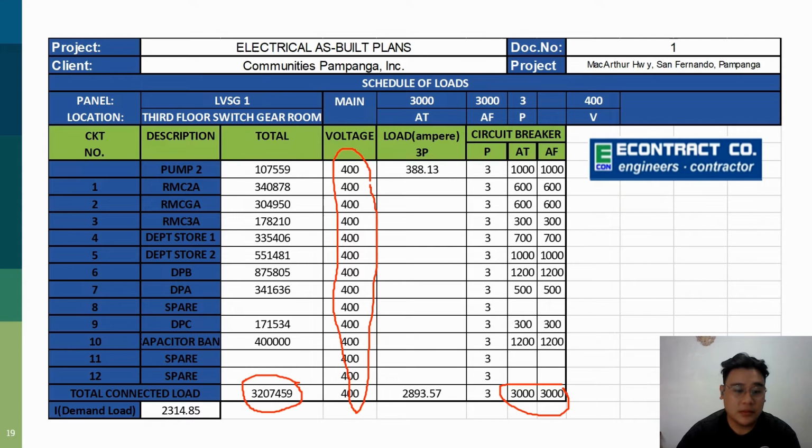Why? Because ito ang nakuha nating demand load kanina, which is the 2,314.85 amperes. Yan yung current natin. So, bale, nag-satisfy na naman. Ito yung total, which is, ito yung demand load. Tapos ito yung total na para masatisfy yung natin, circuit breaker rating.